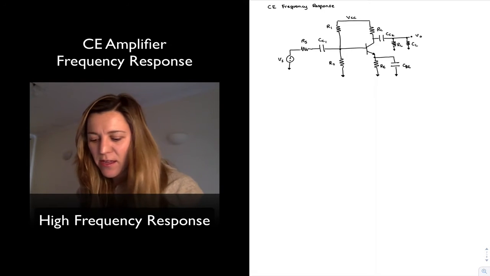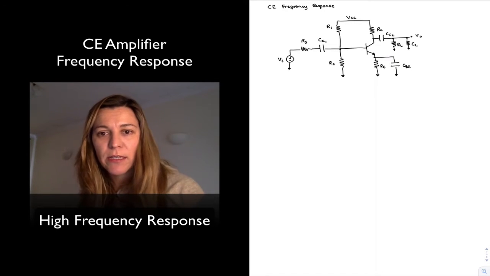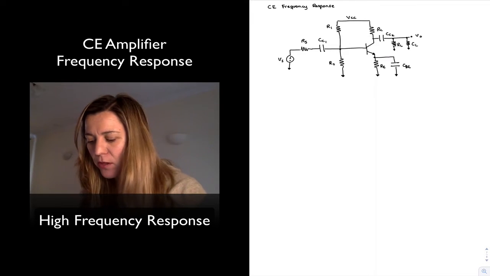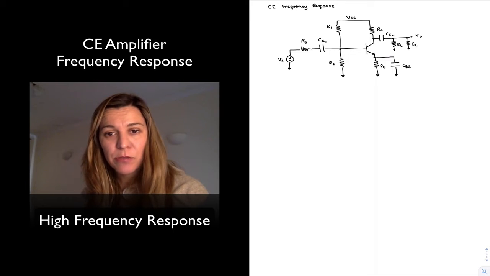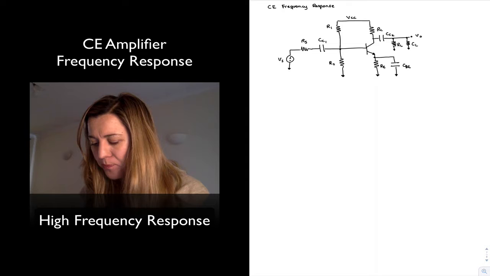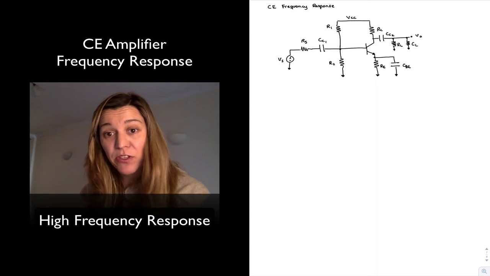Welcome back. Now we're going to take a look at the high frequency response for a common emitter amplifier circuit. And again, that's just in general terms, not a particular example, so I haven't entered any values. So we're just going to come up with general expressions.